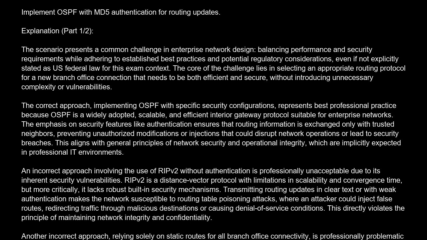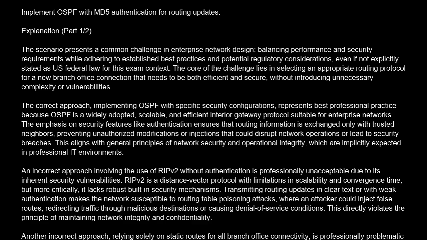An incorrect approach involving the use of RIP2 without authentication is professionally unacceptable due to its inherent security vulnerabilities. RIP2 is a distance vector protocol with limitations in scalability and convergence time, but more critically, it lacks robust built-in security mechanisms. Transmitting routing updates in clear text or with weak authentication makes the network susceptible to routing table poisoning attacks, where an attacker could inject false routes, redirecting traffic through malicious destinations, or causing denial of service conditions. This directly violates the principle of maintaining network integrity and confidentiality.